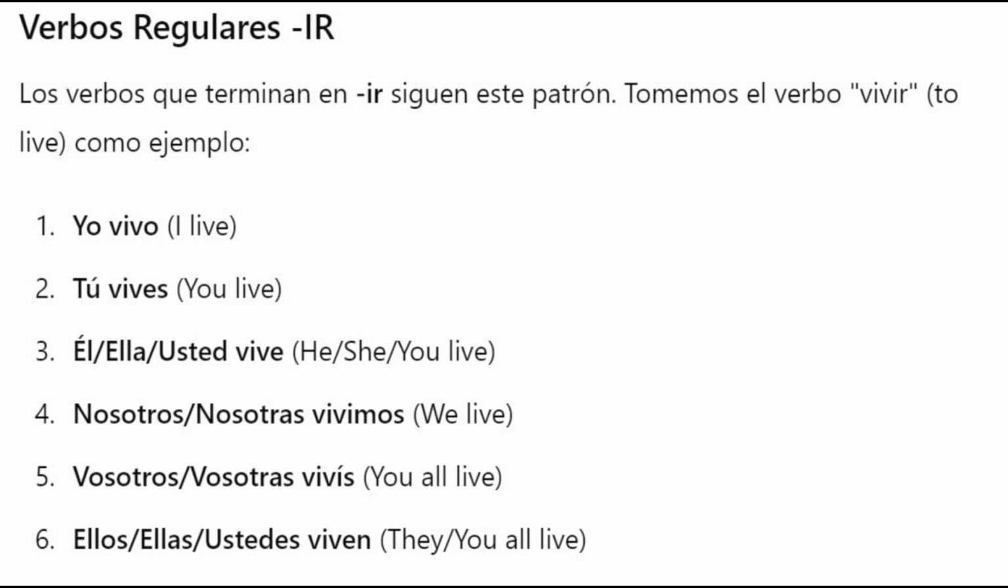Conjugating ir verbs. Finally, let's look at ir verbs using vivir, to live, as an example. 1. Yo vivo, I live. 2. Tú vives. 3. Él, ella, usted vive. 4. Nosotros, nosotras vivimos, we live. 5. Vosotros, you all live. 6. Ellos, ellas, ustedes viven, they all live.